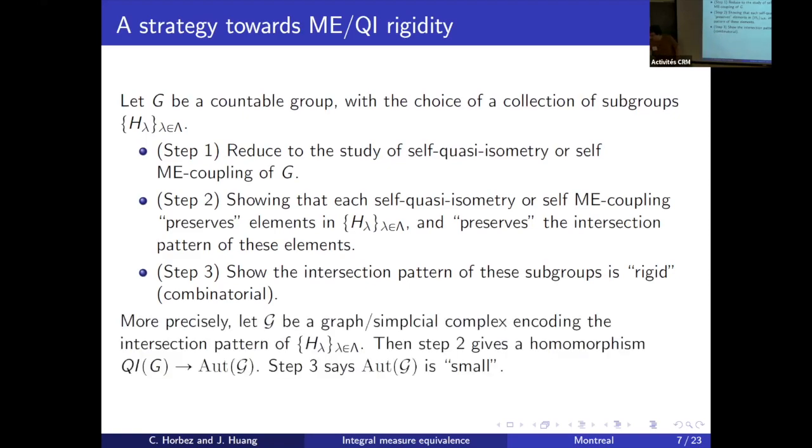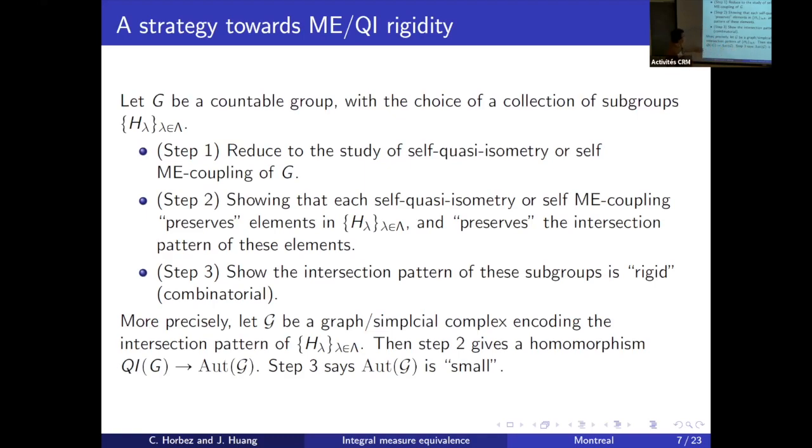Maybe I can clarify a little bit more. What usually happens is that in the second step, I can define some kind of graph or simplicial complex encoding the intersection pattern of this collection of subgroups.